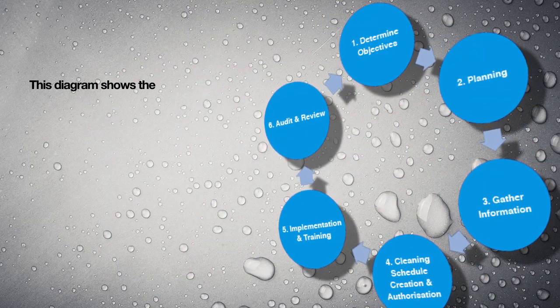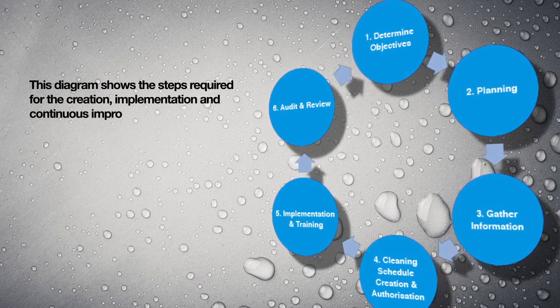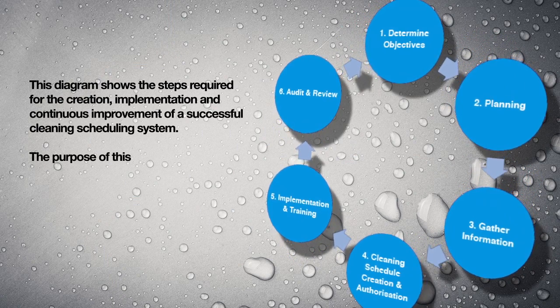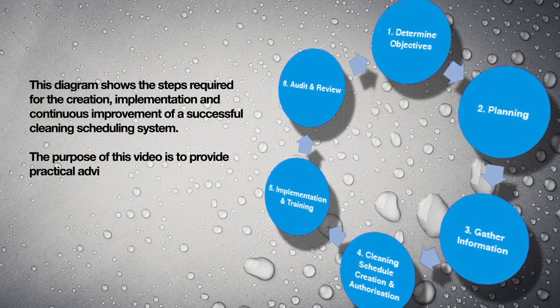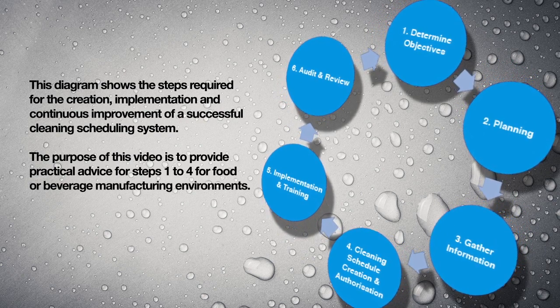This diagram shows the steps required for the creation, implementation and continuous improvement of a successful cleaning scheduling system. This video will provide practical advice for steps 1 to 4 for food or drink manufacturing sites.